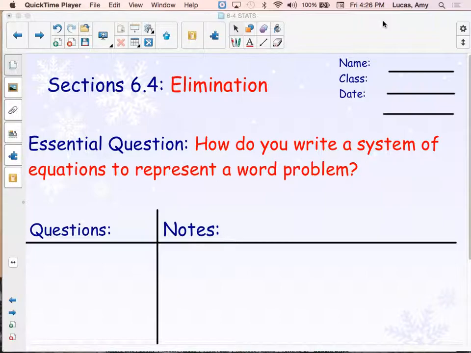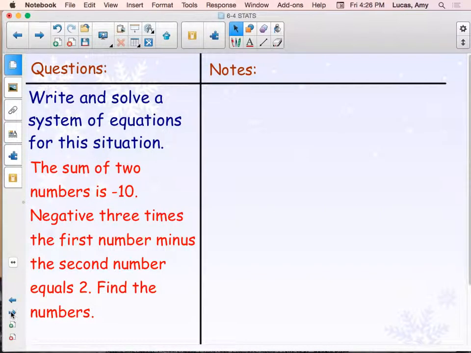Lesson 6-4, Elimination. Our essential question is, how do you write a system of equations to represent a word problem? Our first word problem says, write and solve a system of equations for this situation. The sum of two numbers is -10, and -3 times the first number minus the second number equals 2. Find the numbers.